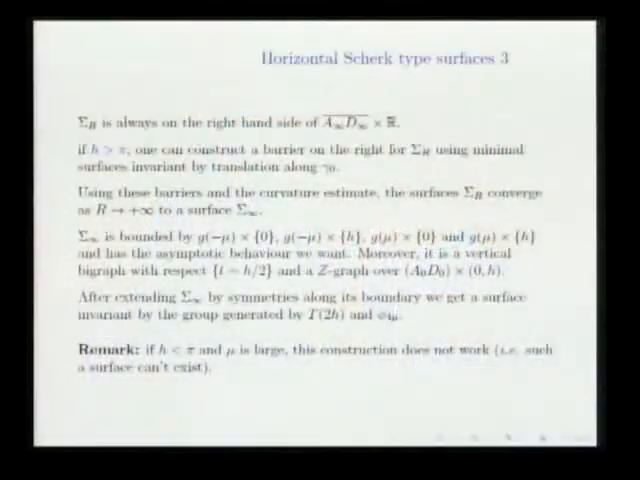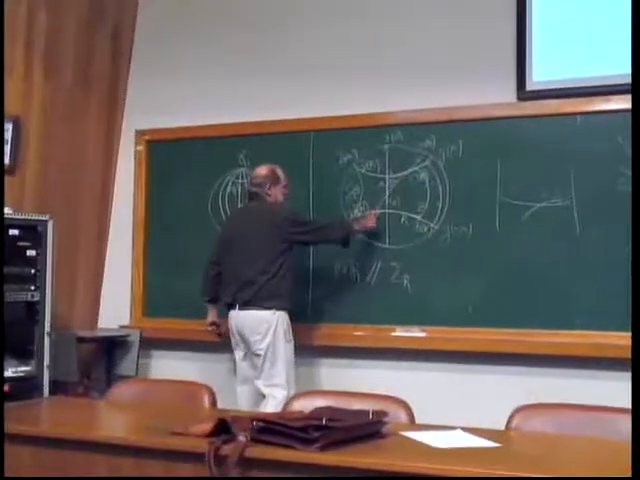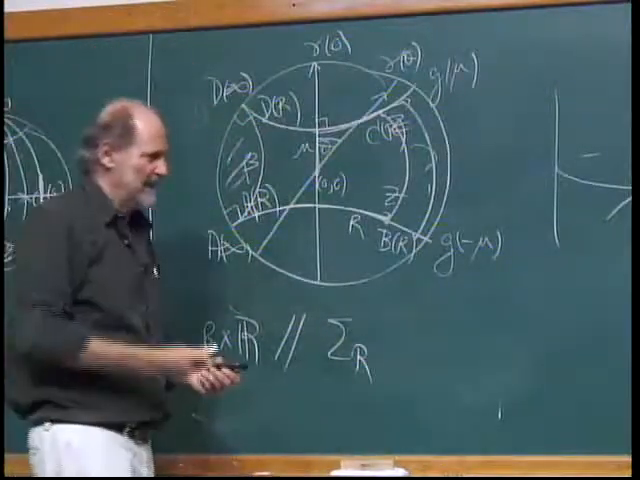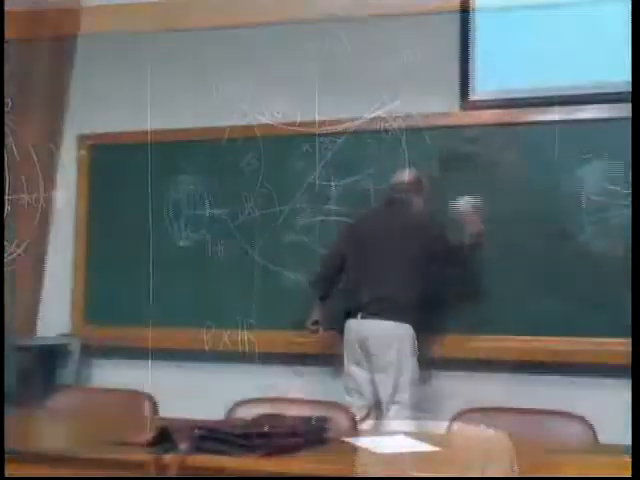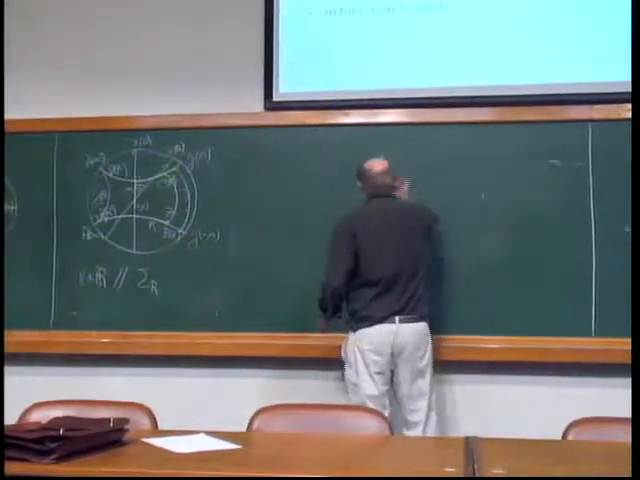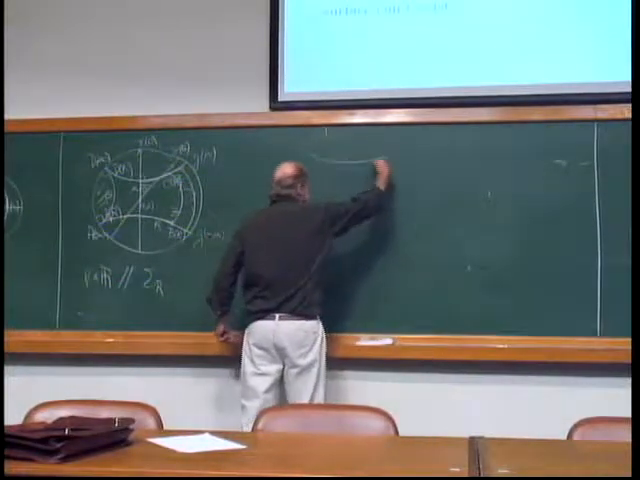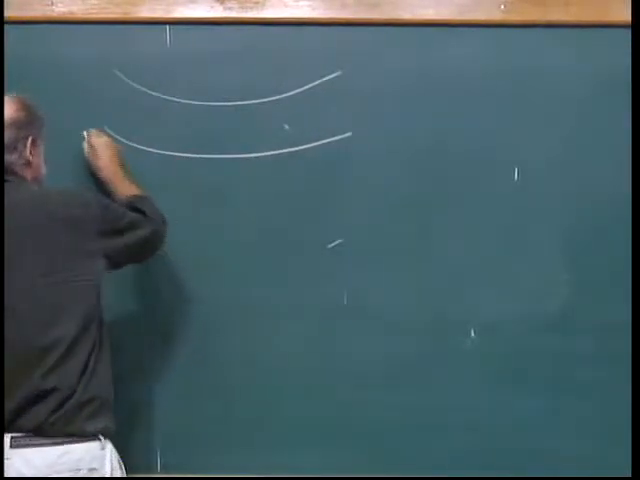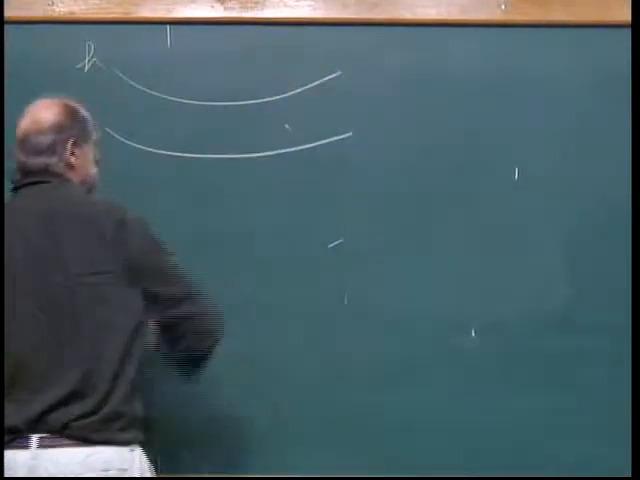There's no picture of the limit. So if h is bigger than pi, there's a barrier on the right-hand side. And using these barriers and curvature estimates, you can show that this converges to a surface sigma infinity. Now this surface is bounded by 4 horizontal geodesics. G of minus mu, G of mu at height 0, and at height h. Now think of this surface, because I had a lot of trouble imagining this could exist for the following reason. This surface is bounded by, this is the geodesic at height h going to infinity. This is the geodesic at height 0, height h. This goes to infinity, okay?